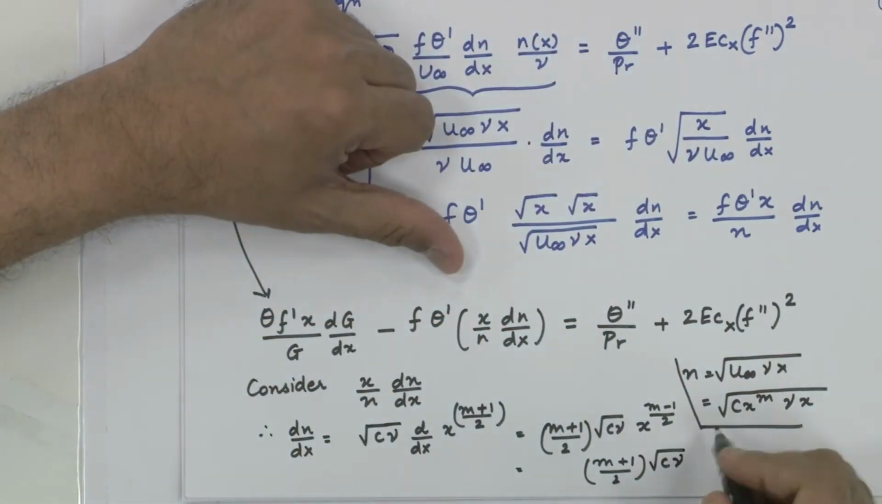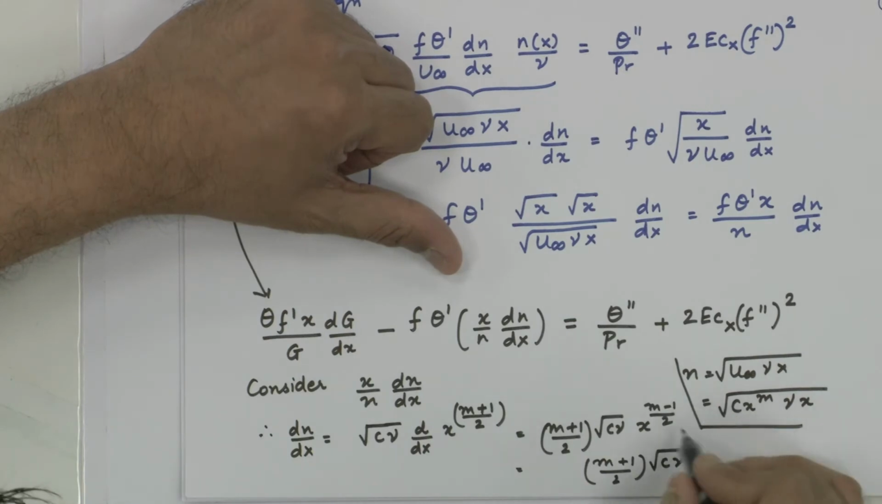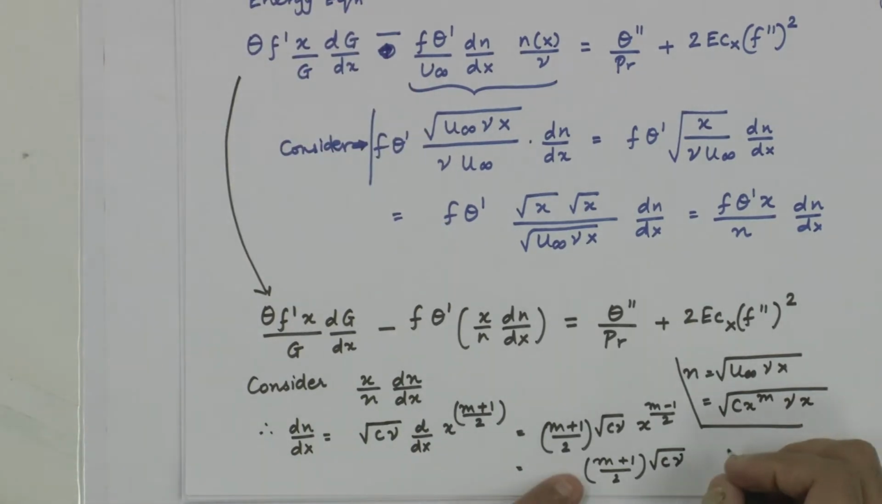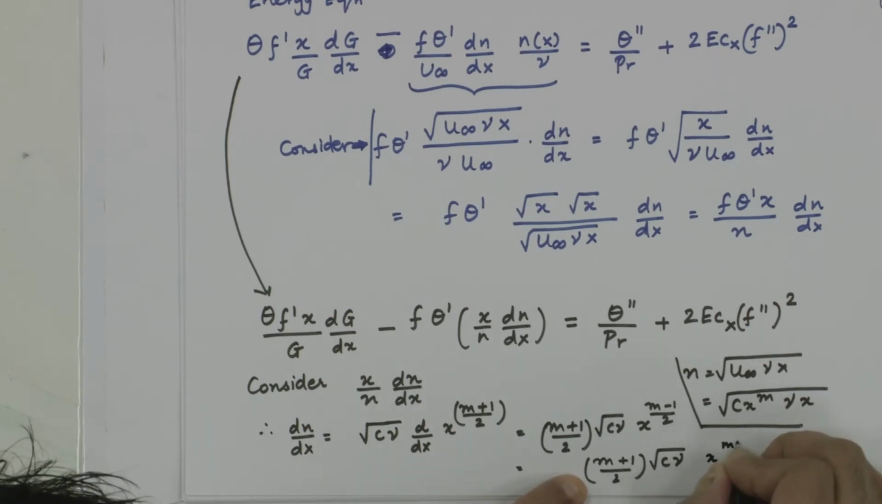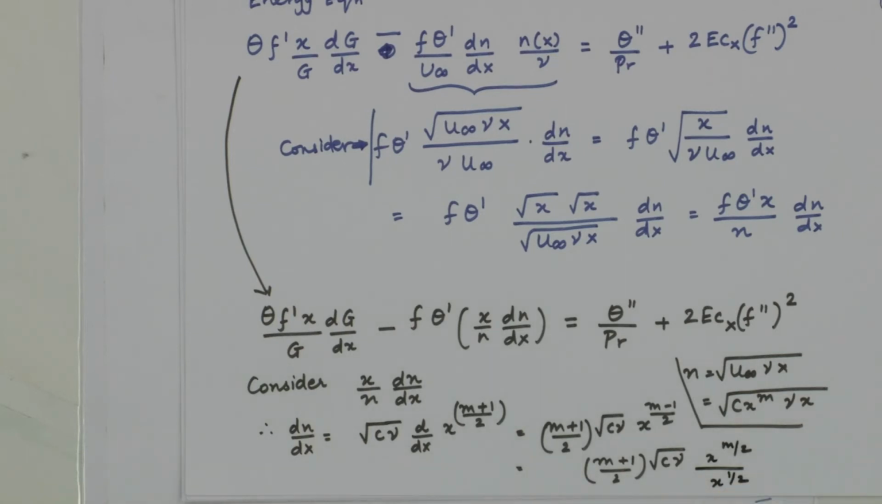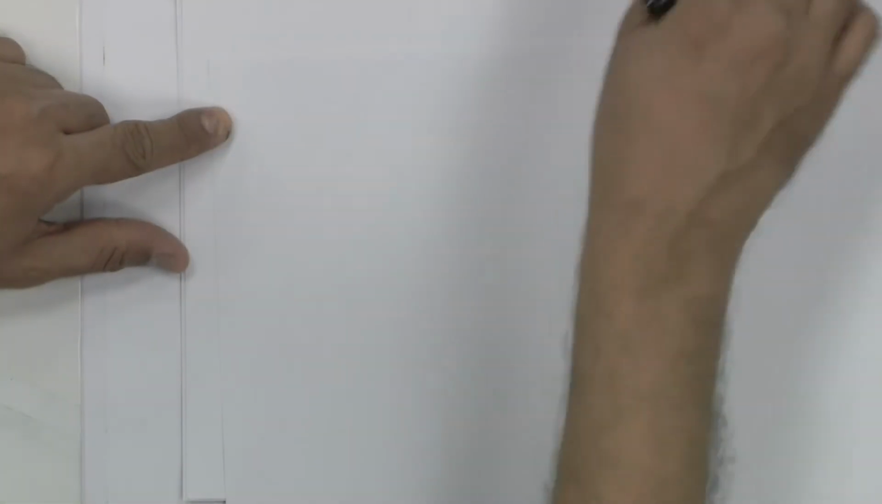So this is c x to the power m by 2 minus x to the power half. So I would like to simplify this a little bit, and I will say this is x to the power m by 2 divided by x to the power half. What is this going to be? We will see very quickly.